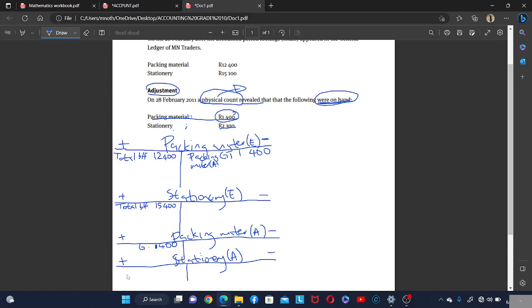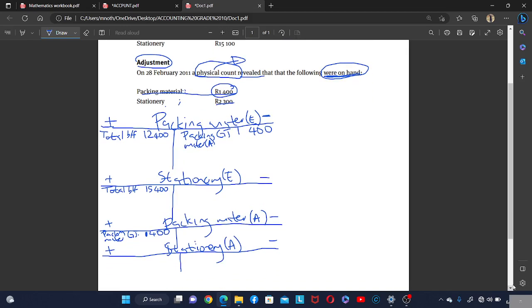So the journal here is a GJ, and now it is coming from where? It is coming from the packing material, the one that is an expense. So let us write E here. The one that is an expense. Okay, packing material GJ is 1,400. So therefore, we have decreased the packing material. Now let's go to the stationery.